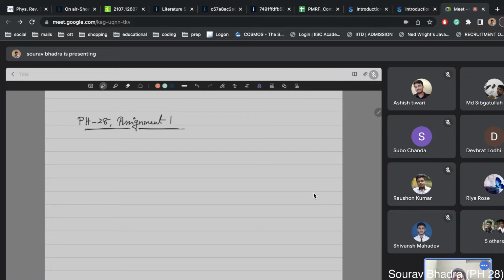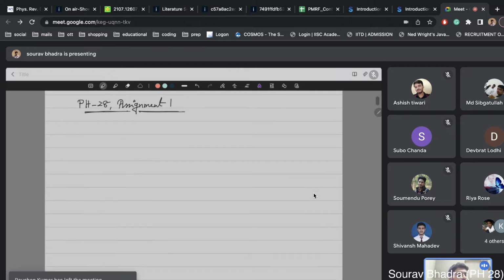I don't have the questions on my screen, but I think you have gone through them. The first question was about the degrees of freedom: how many degrees of freedom does a particle have moving on a sinusoidal curve? Degrees of freedom is the minimum number of parameters with which we can define the position of a particle.